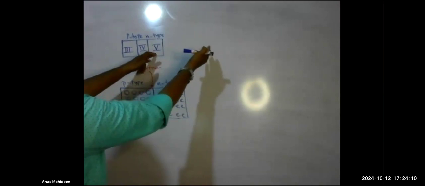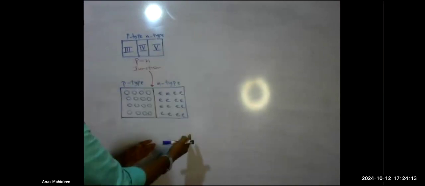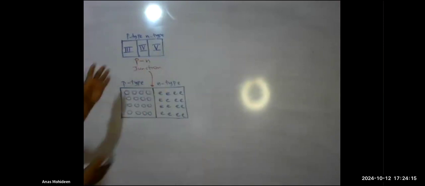Silicon with, let's say, phosphorus makes N type. So between them only the bond is made. The connection is made by silicon. The wall is made by silicon.